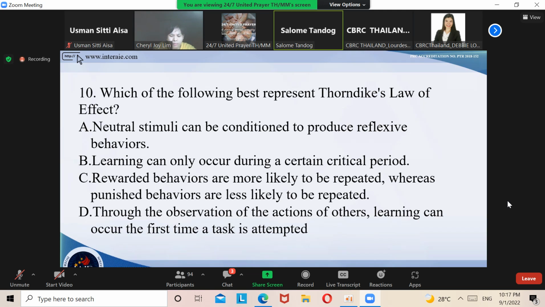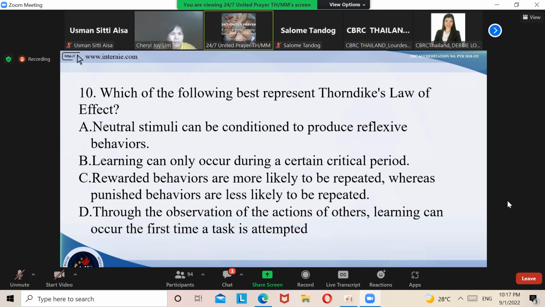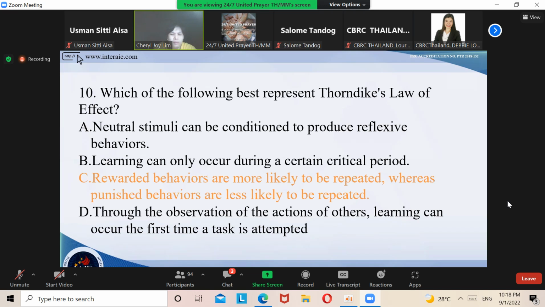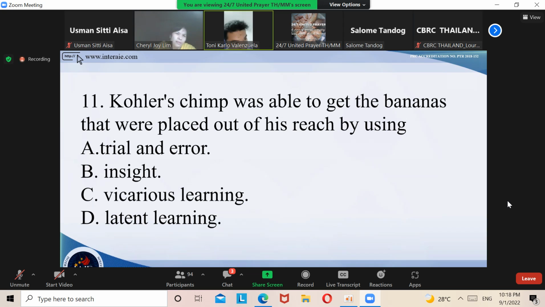Number 9, low effect. Yes, number 9 is letter D, low effect. Number 10. What's the answer? Letter C, rewarded. Yes, number 11. Letter A, trial and error. Then letter B, insight.